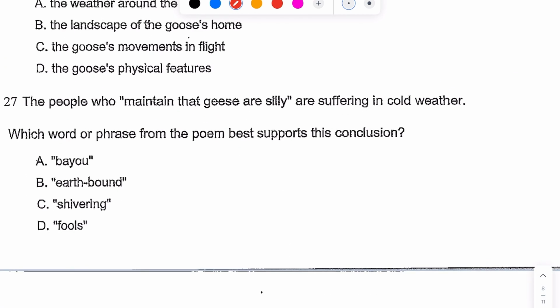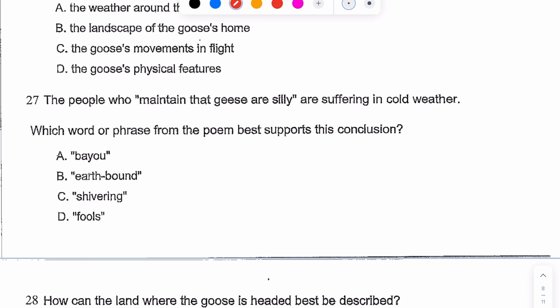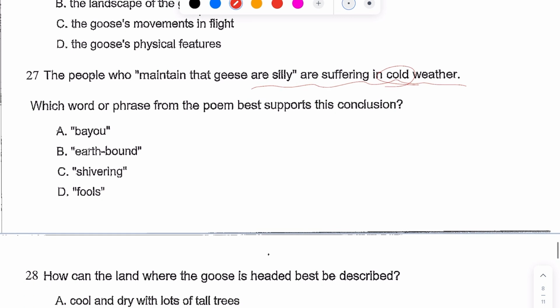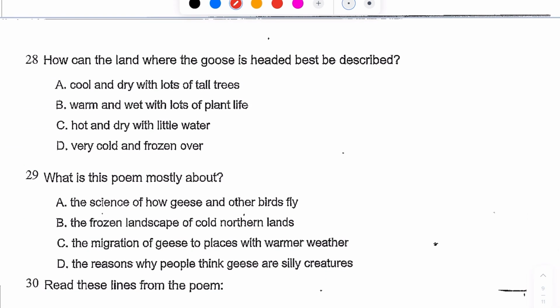And next for 27, the people who maintain that geese are silly are suffering in cold weather. Which word or phrase in the poem best supports this conclusion? Right, so we have to go back to the text and we have to think about suffering in cold weather. So something about the geese being cold. Next for 28, how can the land where the goose is headed best be described? So this goose is flying to a different land, and you want to figure out this new land or destination.